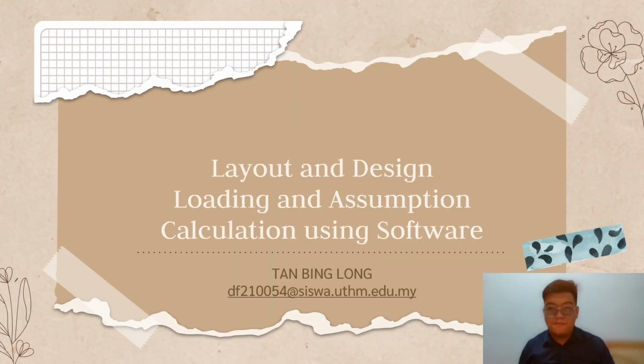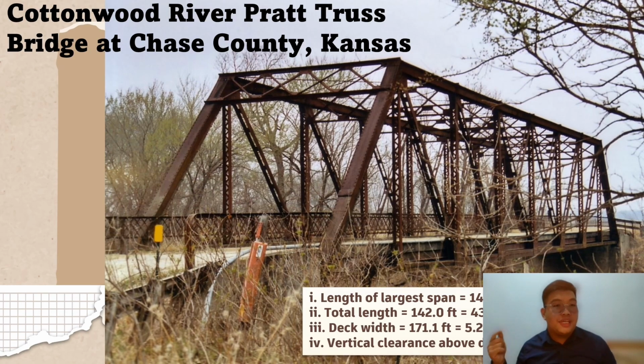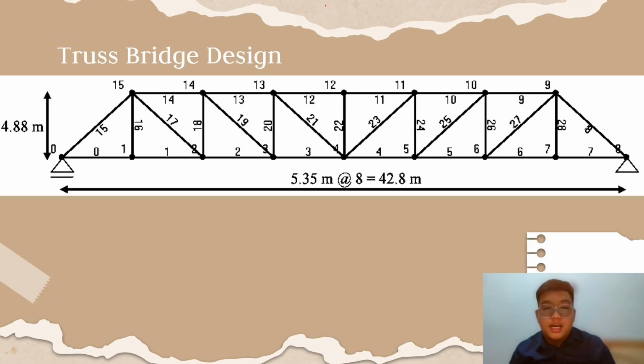In this video, I'll present the layout and design, loading and assumptions, and calculation using software for our structural analysis group project. The bridge that we refer to is the Cottonwood River Park Truss Bridge at Chase County, Kansas. The dimensions of this existing bridge are shown here. From that existing bridge, we make a small change to produce the new truss bridge design for our group project. We can notice that the top chord and bottom chord length is 5.35 meters, the vertical members length is 4.88 meters, and the diagonal members are connected within the joints.